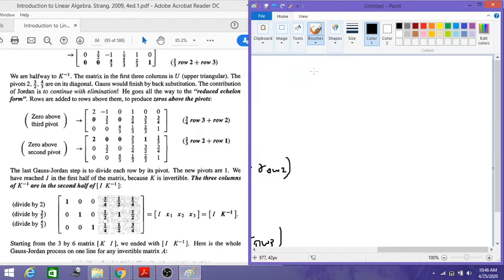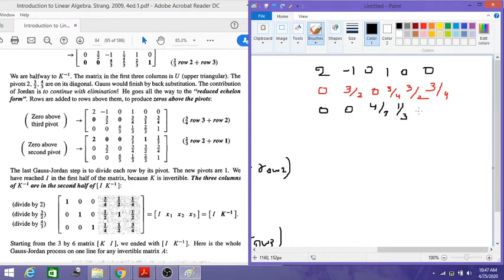So then what do we get is that the first row remains unchanged. So I'll write here, that is 2, minus 1, 0, 1, 0, 0. Now the second row is going to be affected. So this is 0, and now it is 3 by 2. The diagonal value will remain unchanged. So this is 0, then I'll get here 3 by 4, then here 3 by 2, then here I'll get 3 by 4. And the third row will remain unchanged, so that is 0, 0, then this is 4 by 3, then here it is 1 by 3, then it is 2 by 3, and then here it is 1.